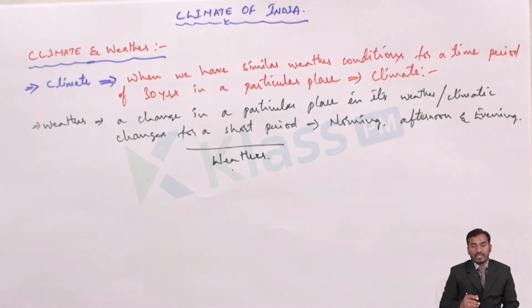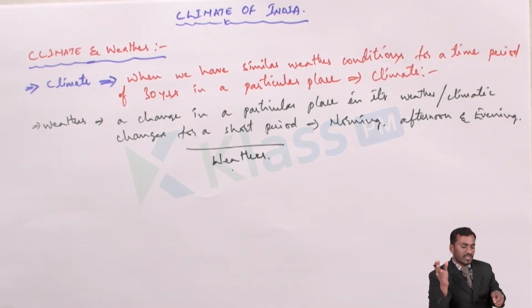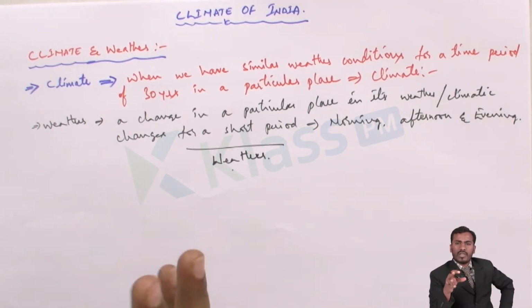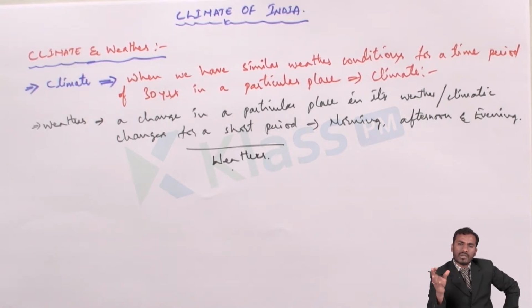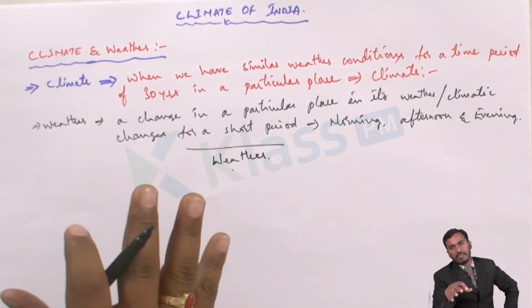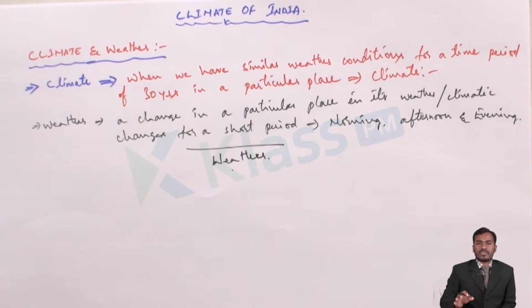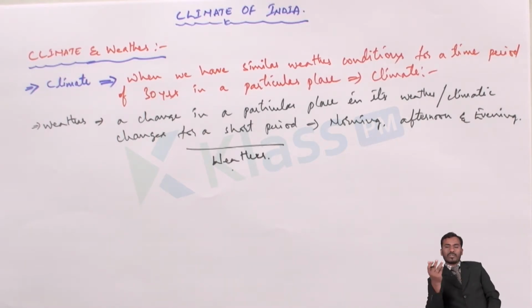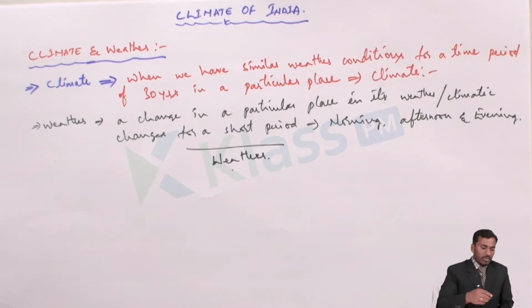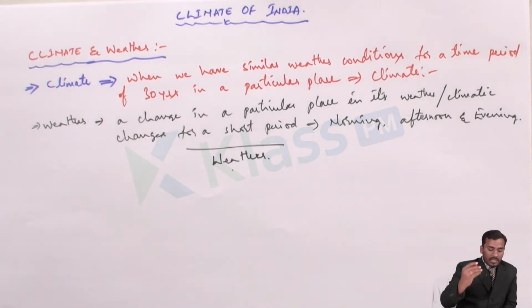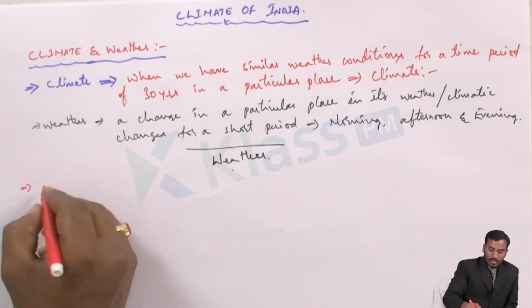That means the same type of climatic conditions for a time period of near about 30 years, that we call a climate, whereas temporary changes in day-to-day climatic conditions or weather conditions or atmospheric conditions, that we call weather. So this is about what we call weather and climate. Then what are the factors that affect this?